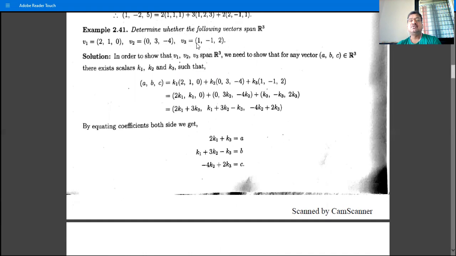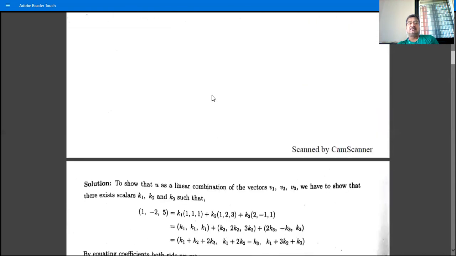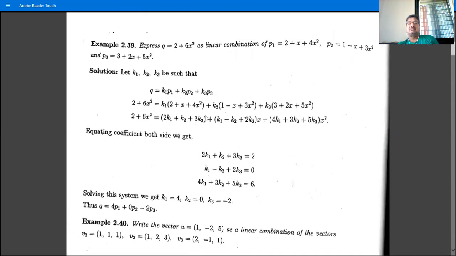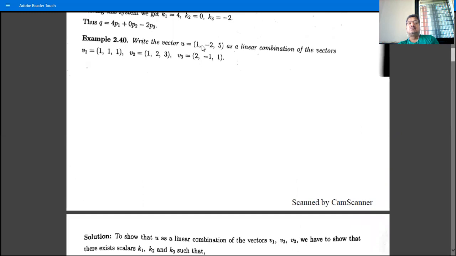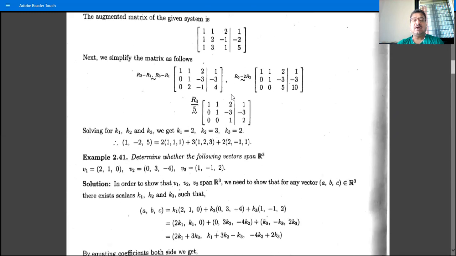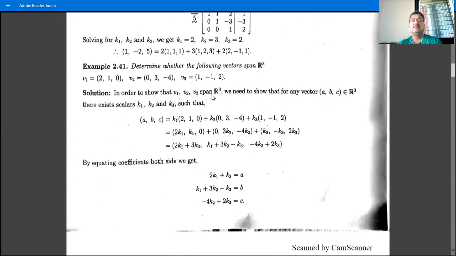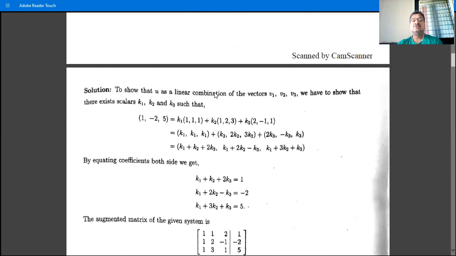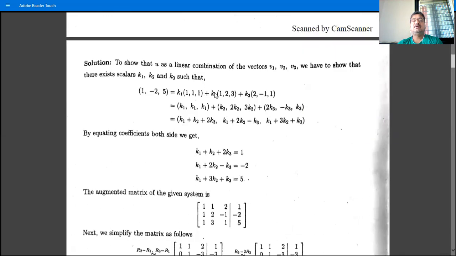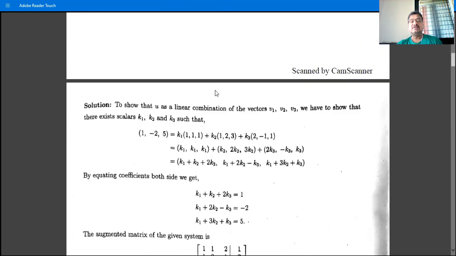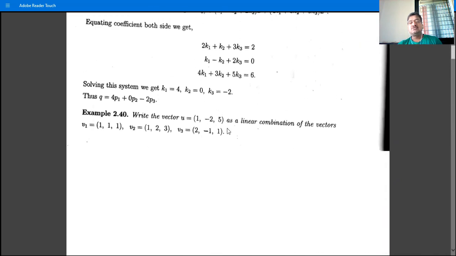3 vectors. So take any vector, suppose u = (a, b, c) belongs to R3, any vector from R3. Don't take a particular vector like this. These are particular vectors, that is, this (1, -2, 5) is a particular vector. So we have to take the general vector, any vector, and apply the same procedure: (1, -2, 5) expressed as a linear combination of these 3 vectors.